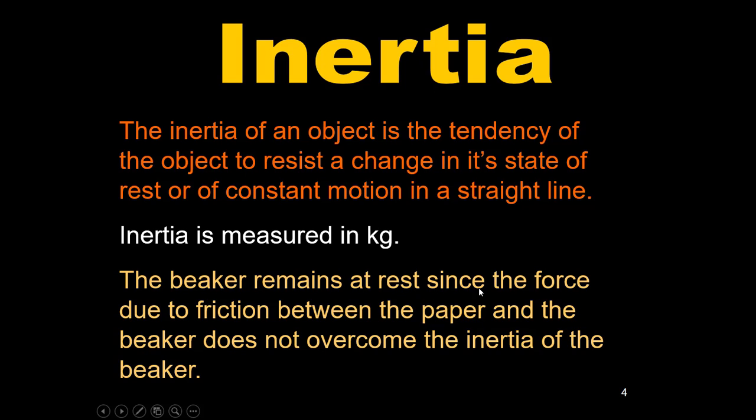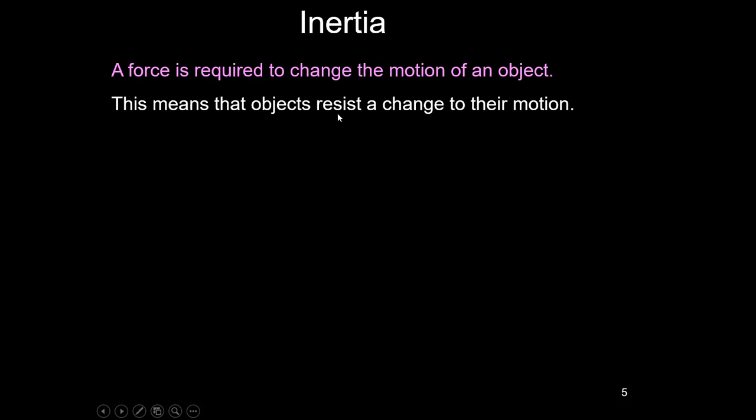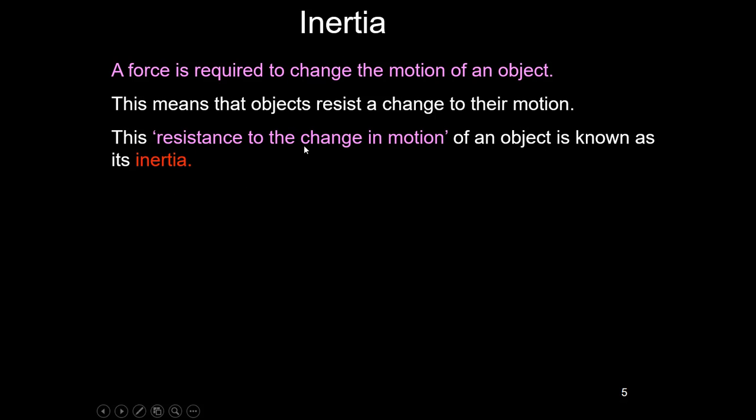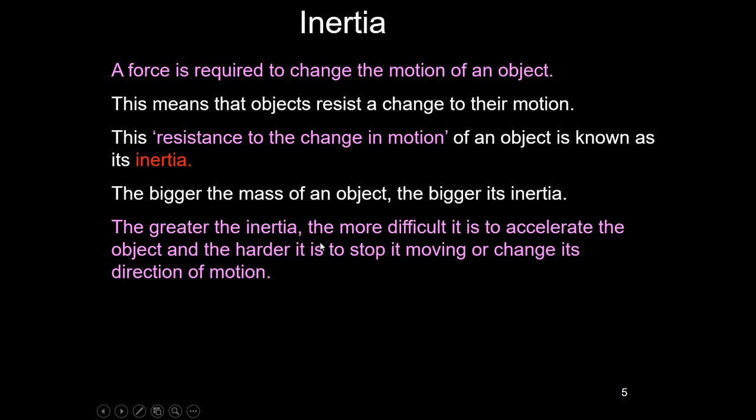The beaker remains at rest since the force due to friction between the paper and the beaker does not overcome the inertia of the beaker. So, first, a very important thing: a force is required to change the motion of an object. This means that the object resists a change in its motion. The resistance to the change in motion of an object is known as inertia. The bigger the mass of an object, the bigger its inertia. The greater the inertia, the more difficult it is to accelerate the object and the harder it is to stop it moving or change its direction of motion.